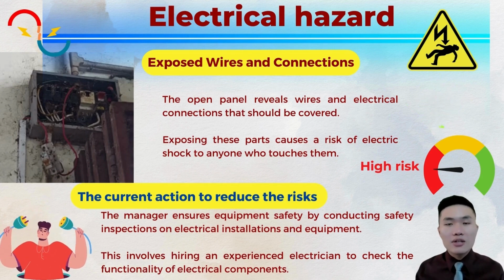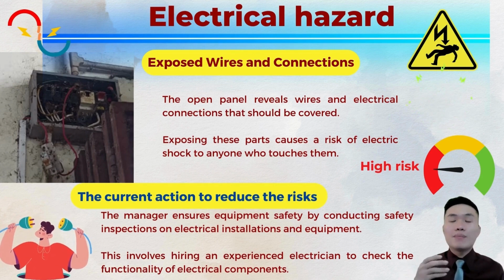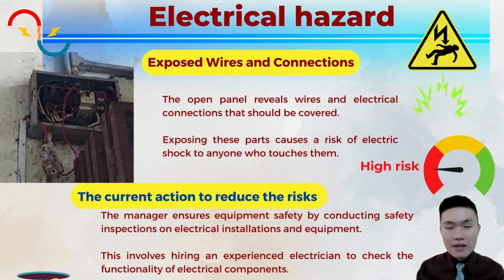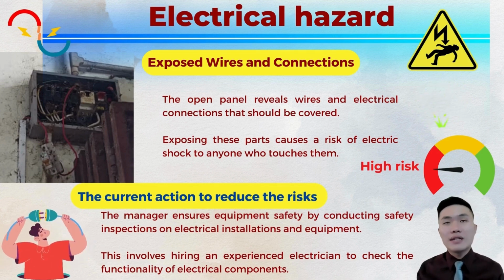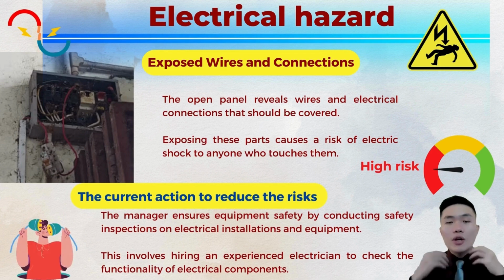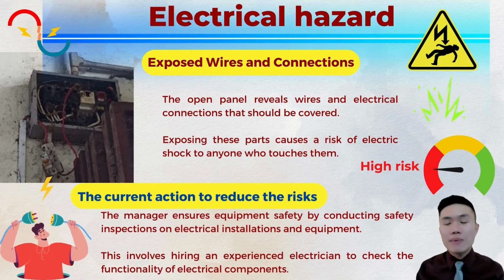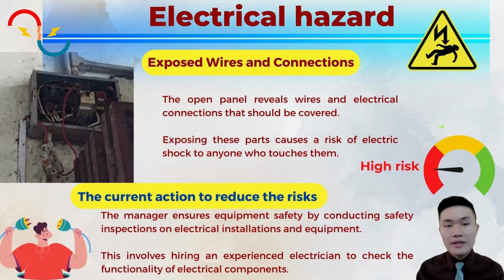So what is the current action taken by the manager? Based on the interview, the manager has taken some actions to reduce the risk of accidents, which is that he will ensure the equipment is safe by conducting safety inspections on electrical installations and equipment. Other than that, he will also hire an experienced electrician to check the functionality of the electrical components.